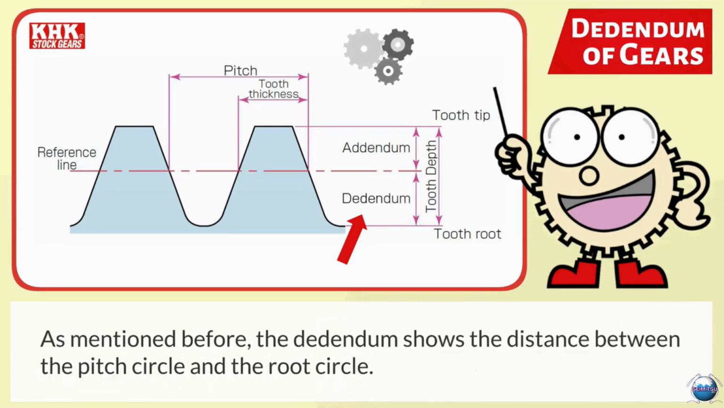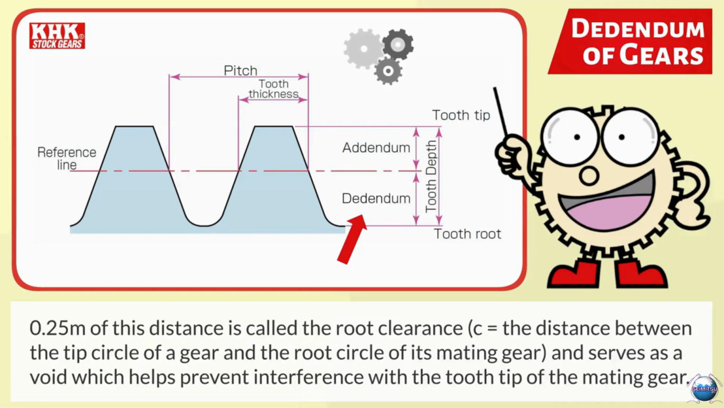As mentioned before, the dedendum shows the distance between the pitch circle and the root circle. 0.25 module of this distance is called the root clearance. C equals the distance between the tip circle of a gear and the root circle of its mating gear, and serves as a void which helps prevent interference with the tooth tip of the mating gear.